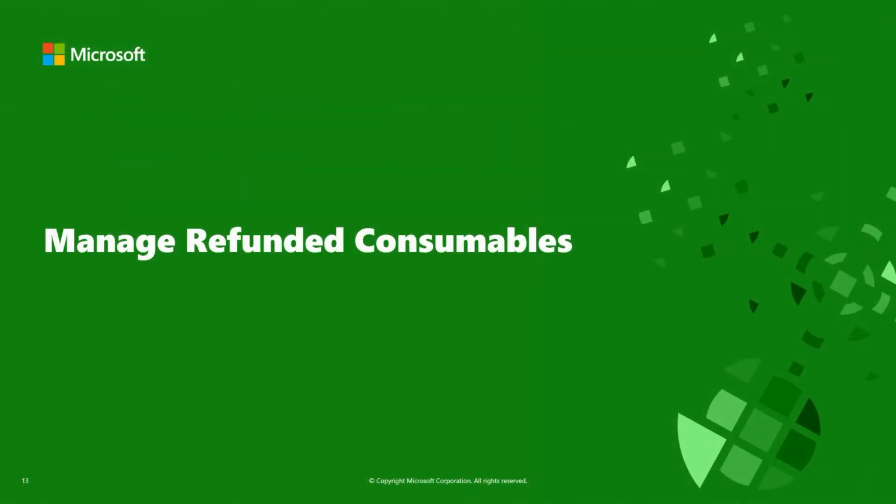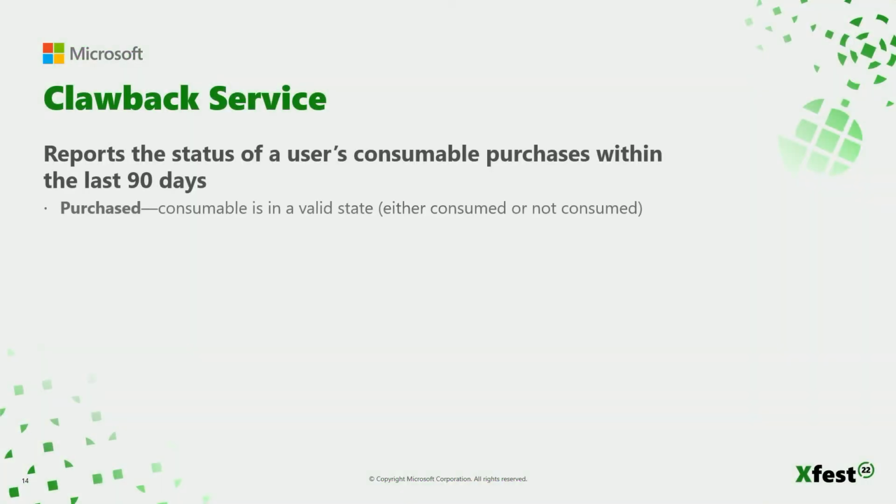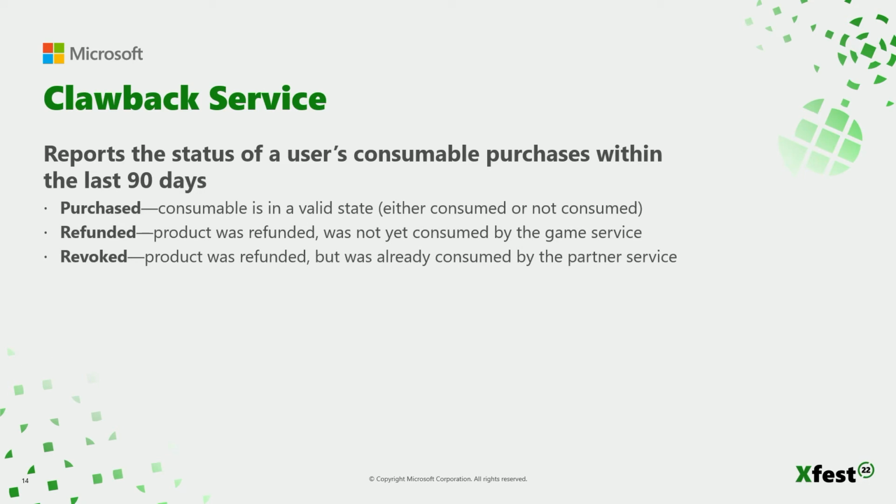One of the newest services that we have is the clawback service. This allows your service to detect and manage any consumable products that were refunded to the user, but had already been consumed or fulfilled by your service. The clawback service reports the user's consumable purchase history from the last 90 days, and it returns them in one of 3 states. You can specify which state you want your results scoped to in your query request to the clawback service.